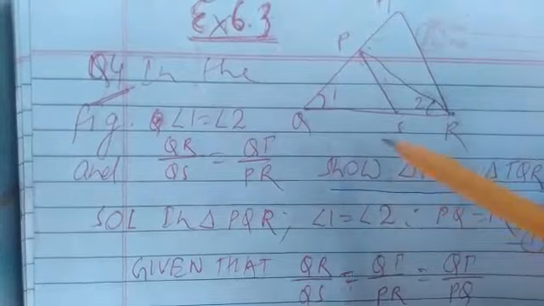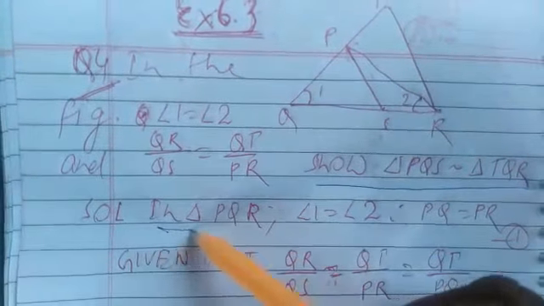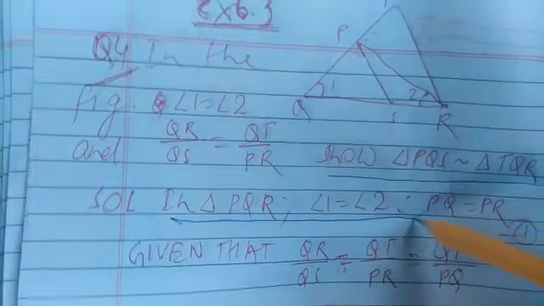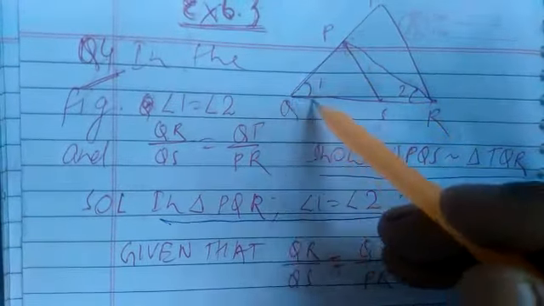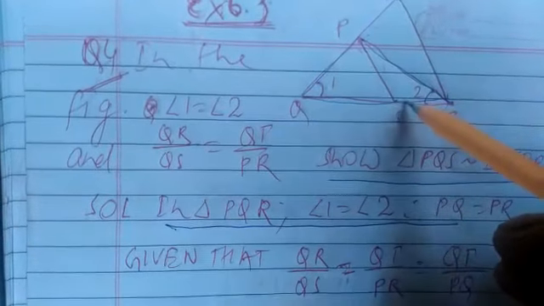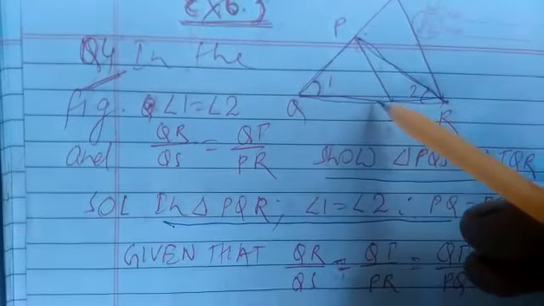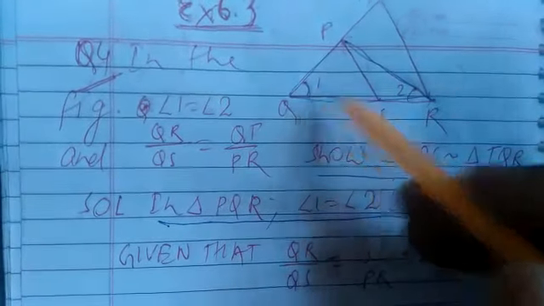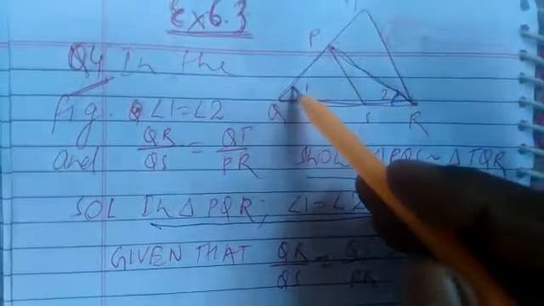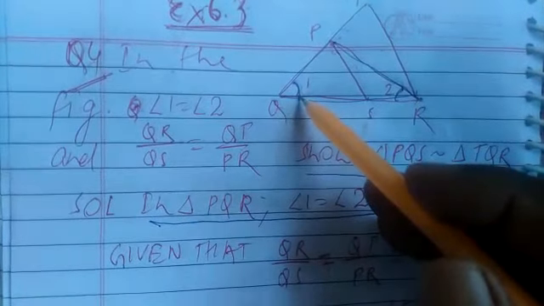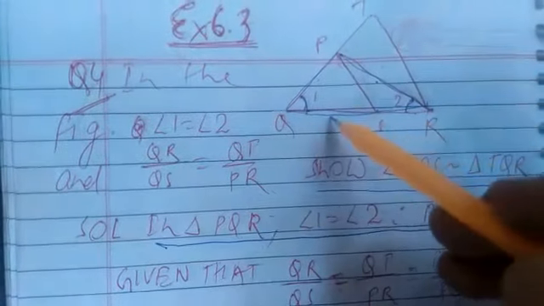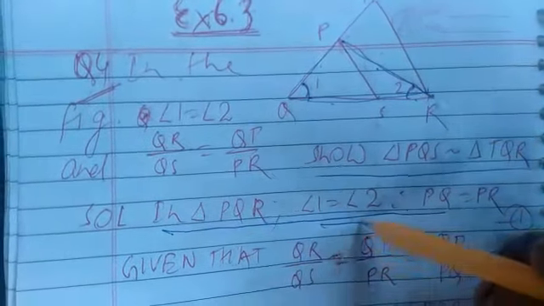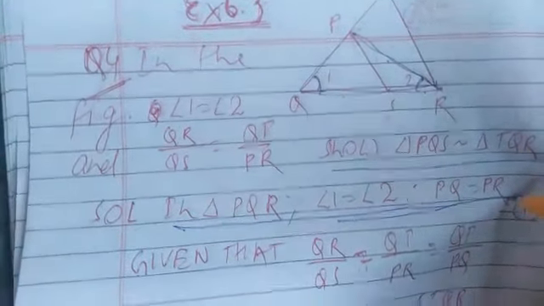To solve it, we will take triangle PQR in which angle 1 is equal to angle 2. It means that in triangle PQR, base angles are equal to each other. And as we know by the property of triangles, if in a triangle angles are equal, then the sides opposite to the equal angles are also equal. Since angle 1 is equal to angle 2, we can say that PQ and PR are also equal to each other.